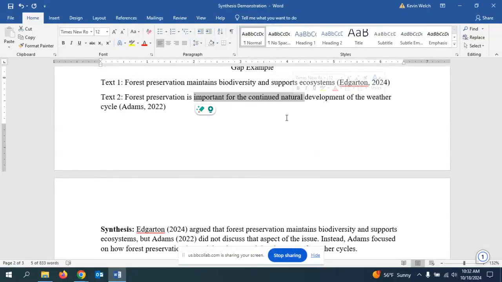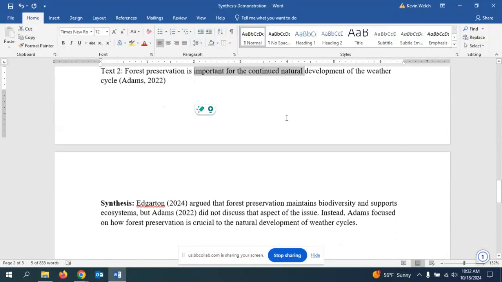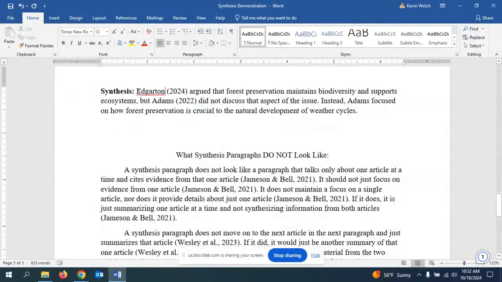But both ideas are important. So what do I do? Well, I want to state what each one of them says, but I want to highlight or emphasize that there's a gap here in terms of there's no overlap of the idea. So Edgerton, 2024, argued that forest preservation maintains biodiversity and supports ecosystems, but Adams, 2022, did not discuss that aspect of the issue. Instead, Adams focused on how forest preservation is crucial to the natural development of weather cycles. So what I did is I pointed out that this article didn't even address that issue, but then I stated what this article does address.